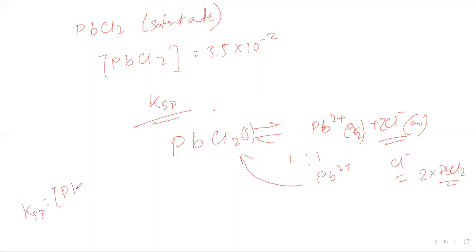It's going to be Pb2+ times Cl- squared, and don't forget the power here. Why? Because there is a 2 in front of Cl. And the KSP value should be 1.72 × 10^-14.